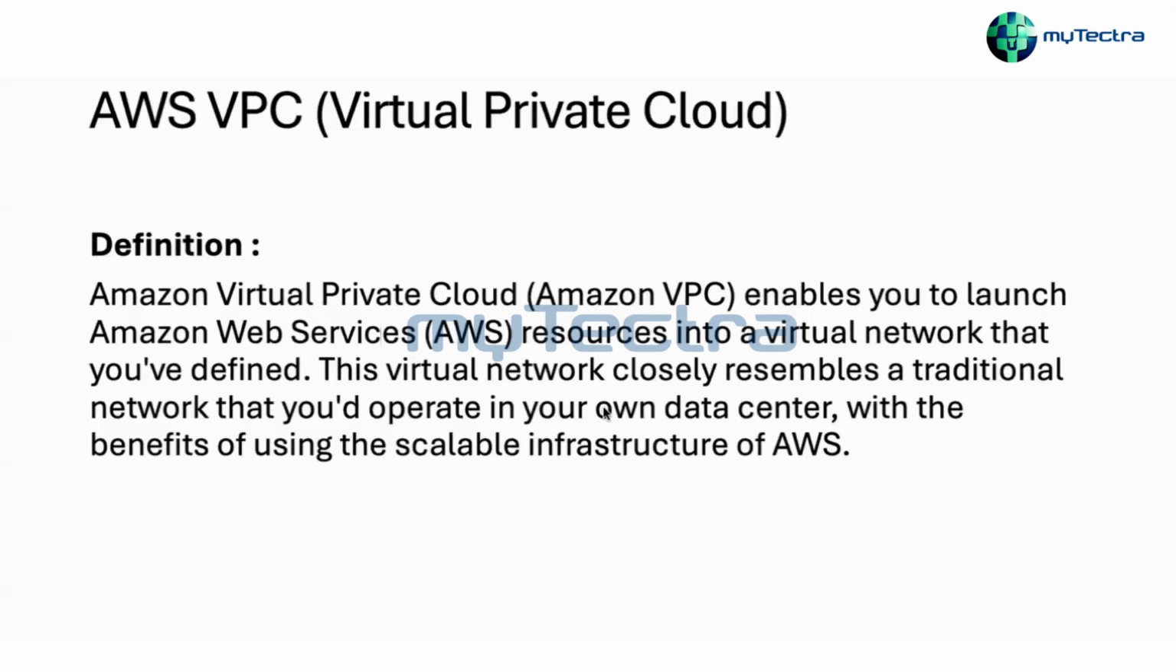VPC, just read it once. Amazon Virtual Private Cloud enables us to launch Amazon Web Services resources into a virtual network that you define. This virtual network closely resembles a traditional network that you operate in your own data center, with the benefit of using the scalable infrastructure of AWS. So, virtual private cloud, VPC.